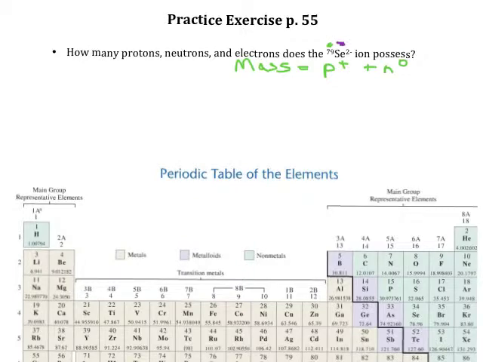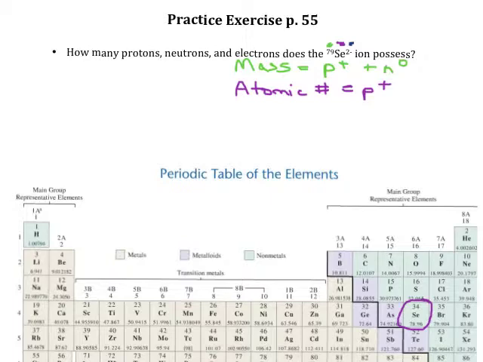Next thing that we can look at, that symbol Se, that tells us which atom we're dealing with, so we can use the periodic table, and we can find Se down here, and that tells us that it has an atomic number of 34. And remember, the atomic number is just equal to the number of protons. The last piece we've got up here is the charge, 2 negative. And what this tells us is the balance between the protons and the electrons.